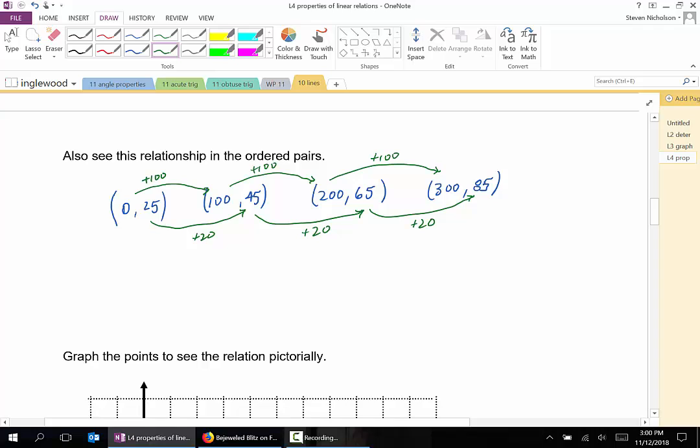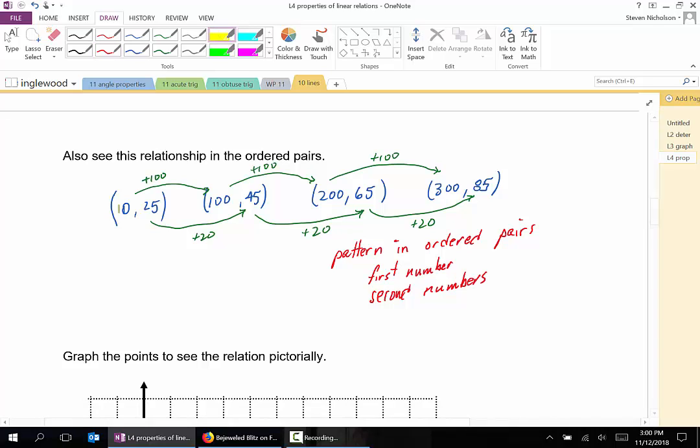So again, we see a pattern in our ordered pairs. There's a pattern with the first numbers, and there's a pattern in the second numbers.